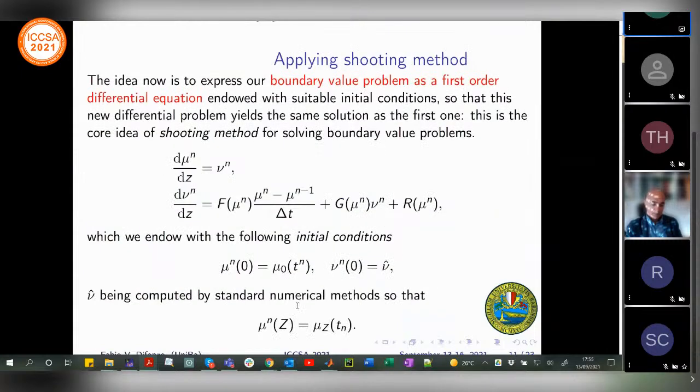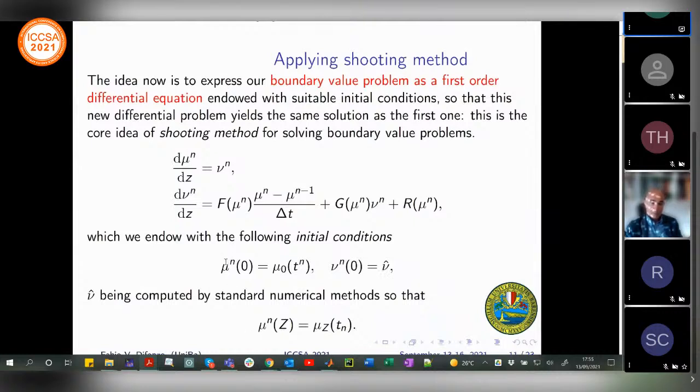Okay, so how do we apply the shooting method? Usually the general approach to solve boundary value problems is to recast them as a first order system of differential equations, and this is what we have done here. In doing this, this becomes a first order differential equation that we could endow with initial conditions. What's the caveat here is that we don't actually have an initial condition for nu n, because we are given a final condition for mu n.